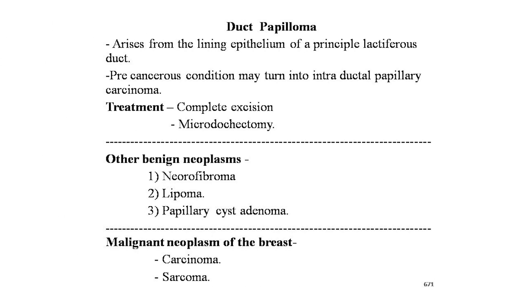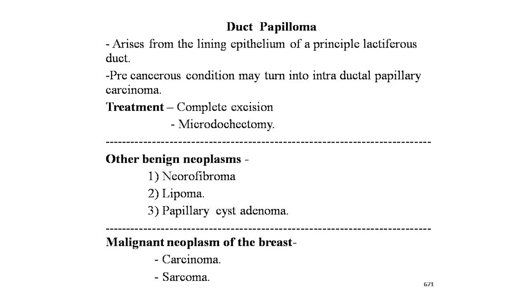The third entity among the benign neoplasms of the breast is the duct papilloma. This is a benign tumor that arises from the lining epithelium of the principal lactiferous ducts. The tumor is usually of small size. It is often said that this precancerous condition may turn into intraductal papillary carcinoma. The treatment is very easy: complete excision and microdochectomy.